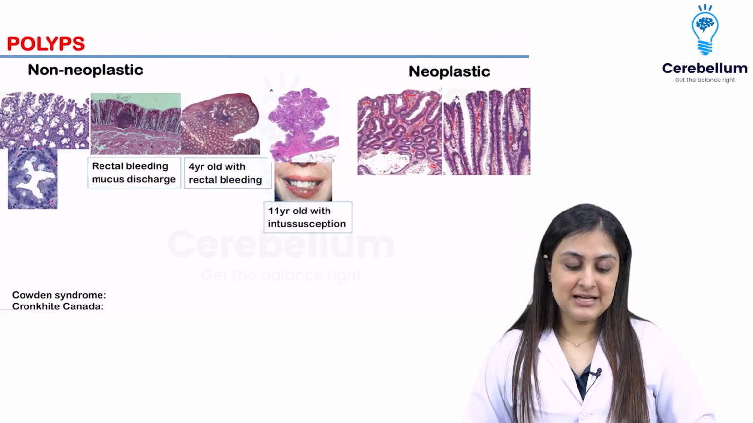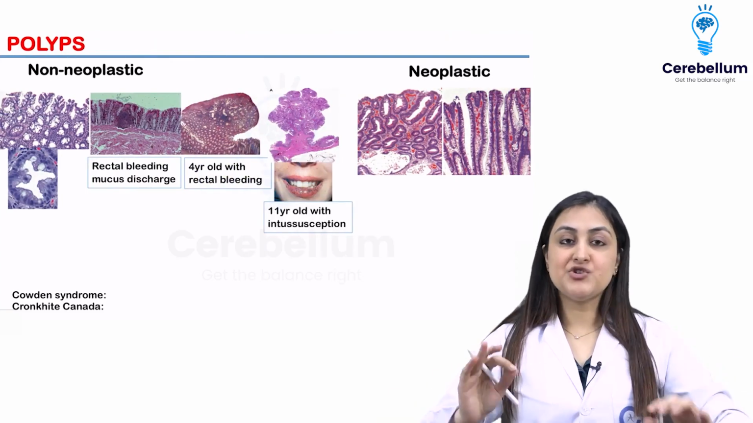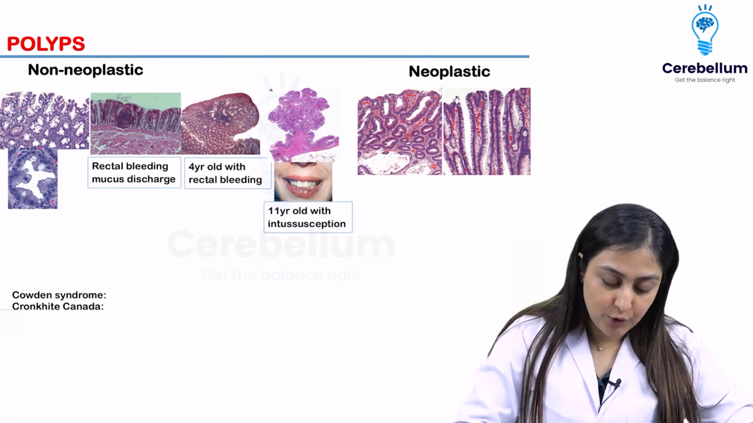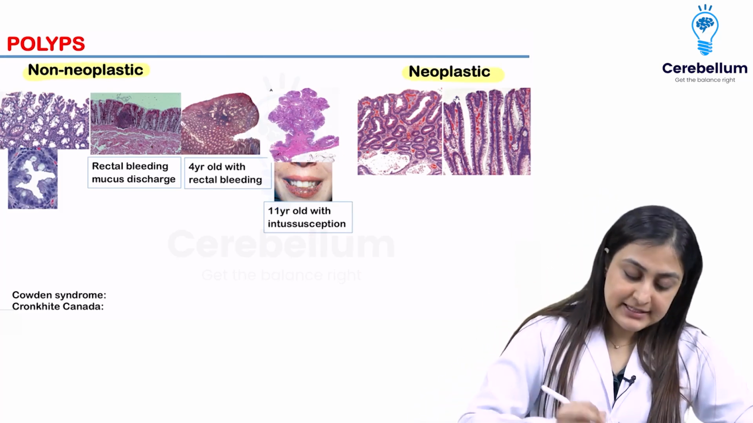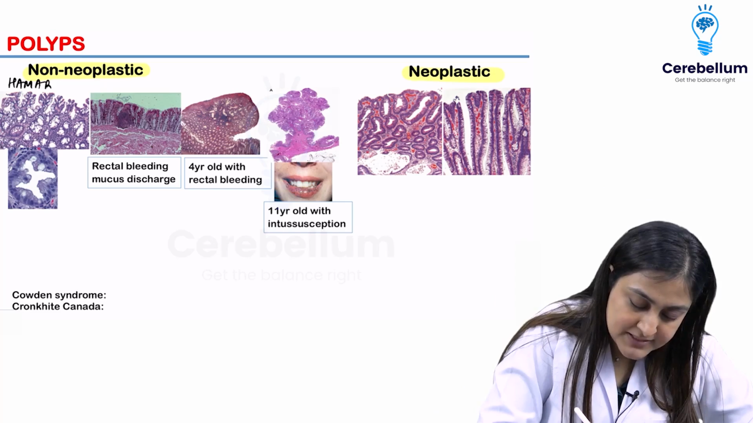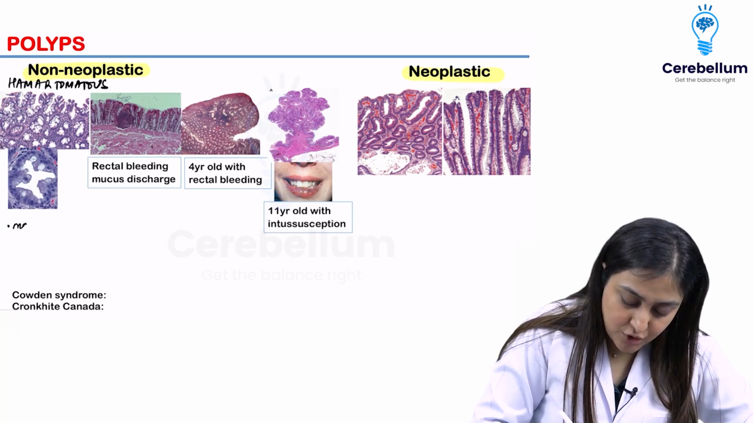Okay, so this takes care of this. Now we go on to something very, very important in path, which is about GI polyps. So in GI polyps, what you want to remember is we have non-neoplastic and we have neoplastic polyps. Non-neoplastic, the most common ones which I am showing you here are the hamartomatous polyps. Alright, so remember, hyperplastic polyps are the most common types.